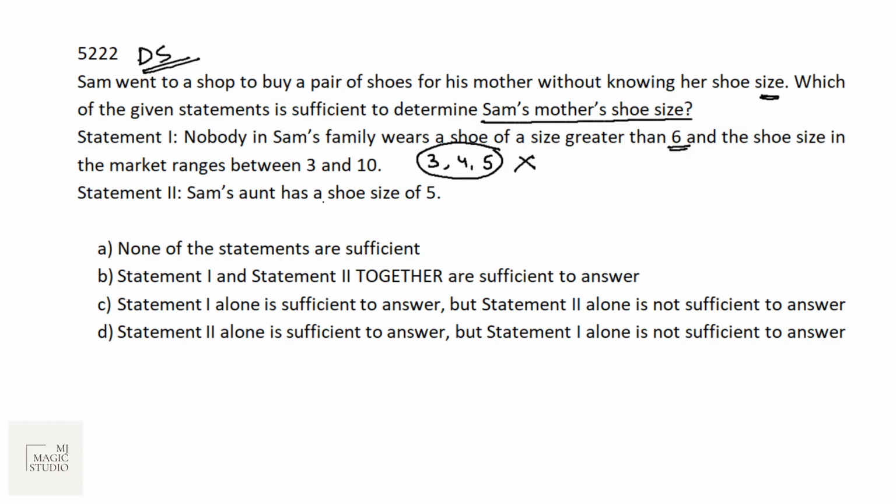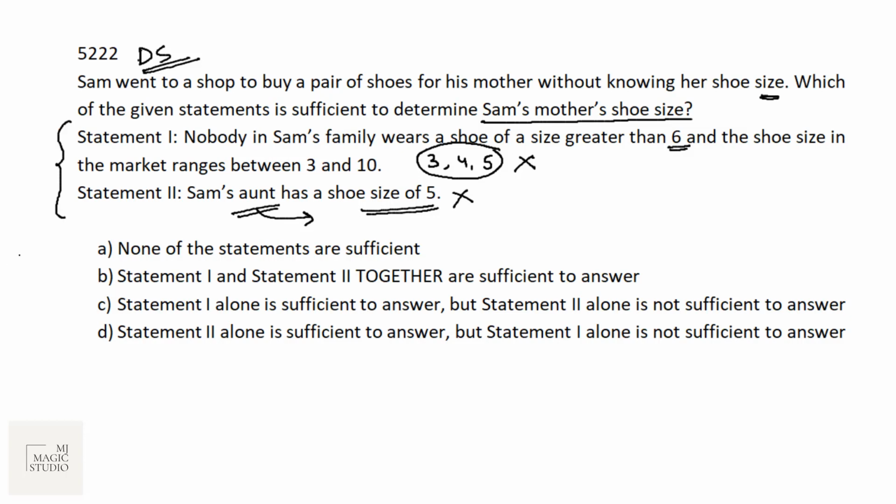Statement 2 says Sam's aunt has a shoe size of 5. But this is Sam's aunt's shoe size. Aunt's and his mother's shoe size, what is the relation? It's not given. That is, statement 2 alone is also not sufficient.